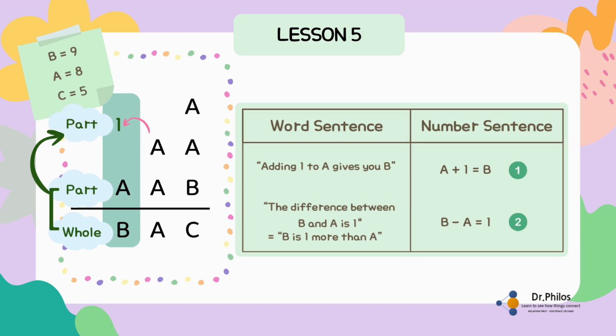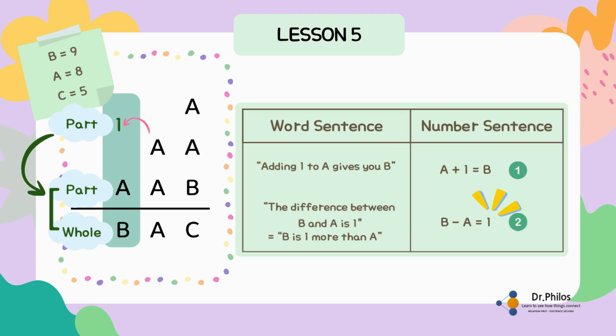But here, the other part is exactly 1, and we need to figure out B and A. Since the whole and the part are connected by subtraction, B minus A equals 1 is much easier to understand. Can you give some examples for B minus A equals 1?